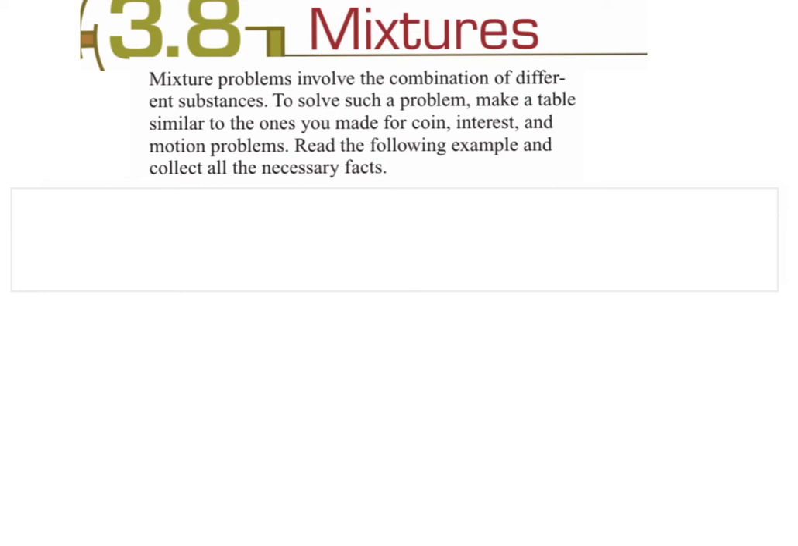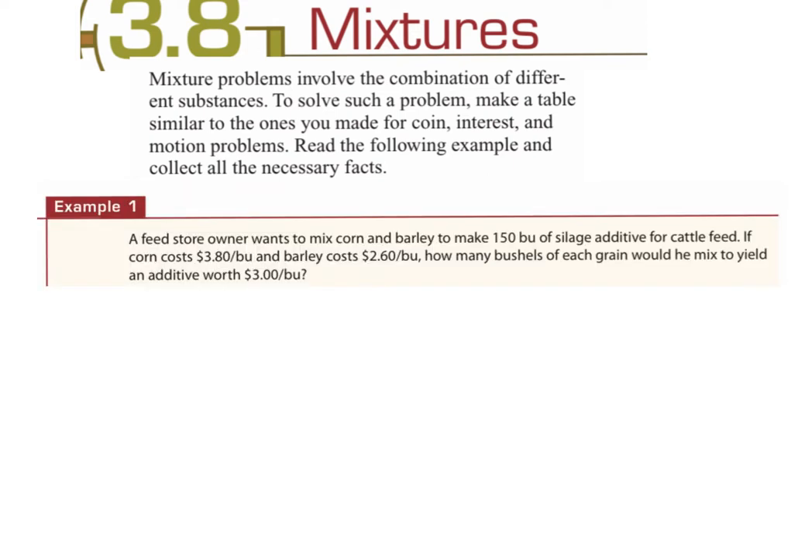We are going to set up tables for all of these. A feed store owner wants to mix corn and barley to make 150 BU. That is a measurement for this of silage additive for cattle feed. If the corn costs $3.80 and barley costs $2.60, how many bushels of each grain would he mix to yield an additive worth $3? Okay. So we have bushels of corn and bushels of barley.